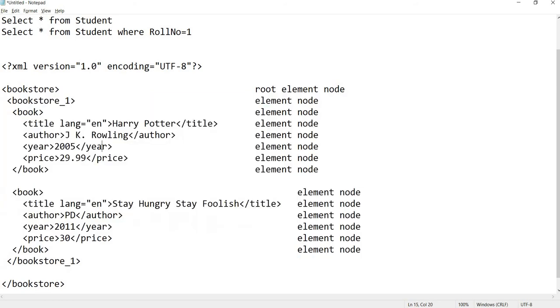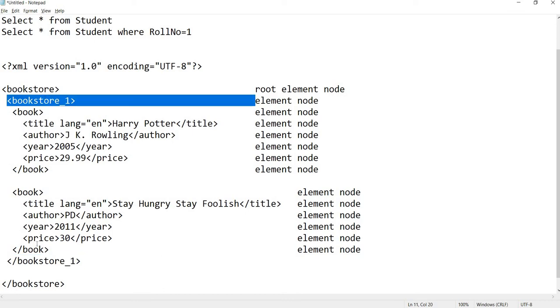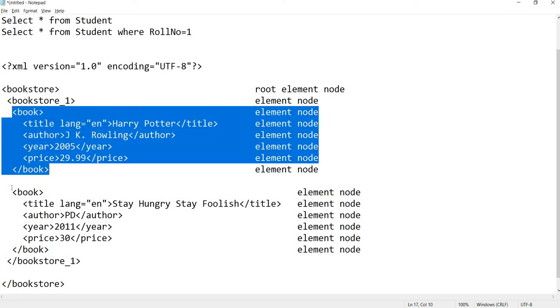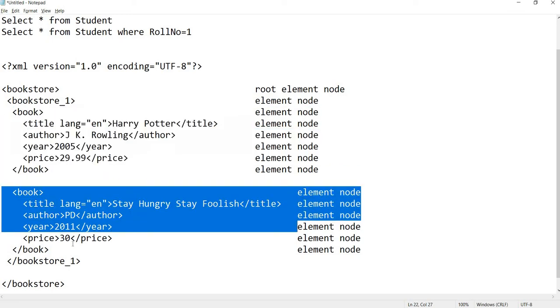But when we say parent, if you see here, bookstore has one more element, bookstore underscore 1, opened here and closed here. This is the open of that bookstore underscore 1 and its close, which again contains this book element 1 and book element 2.